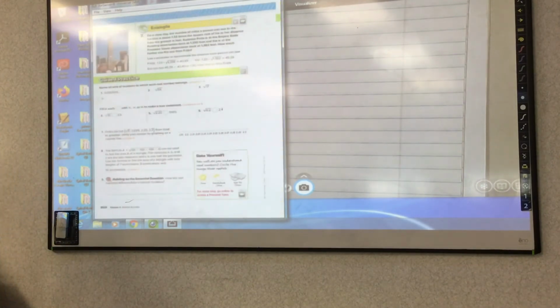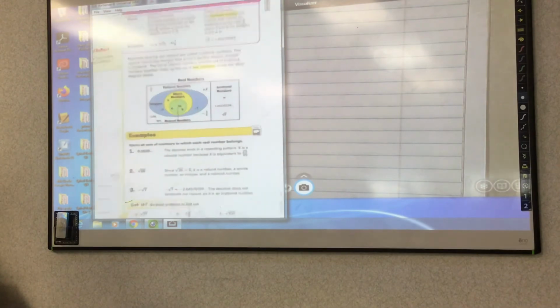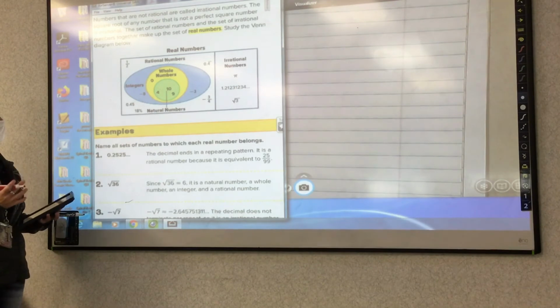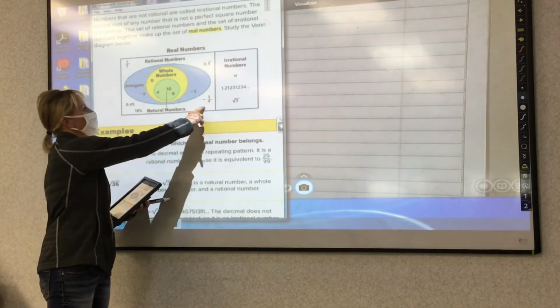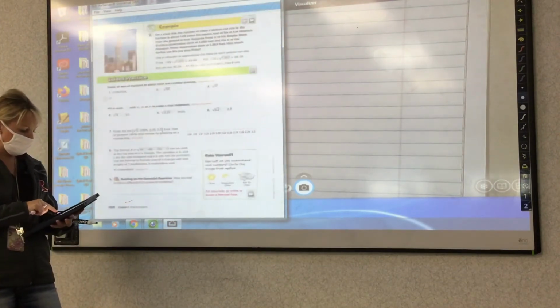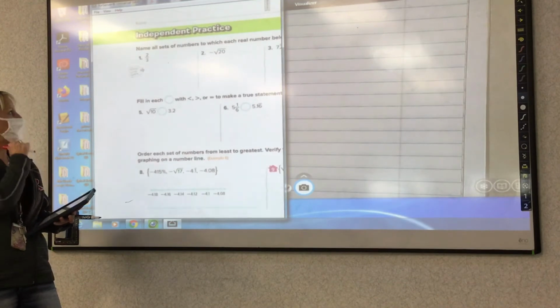Go to my calculator? Nope, go into my chart, because I don't have to figure out what it is. I need to know what kind of number is a fraction. Rational. It's rational, because here's a fraction right here, and here's a fraction, it's just going to be a rational number. So for number 1 in the independent practice, you need to write rational number.